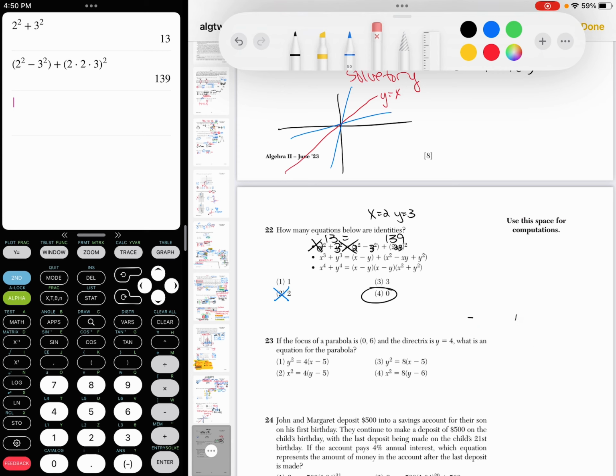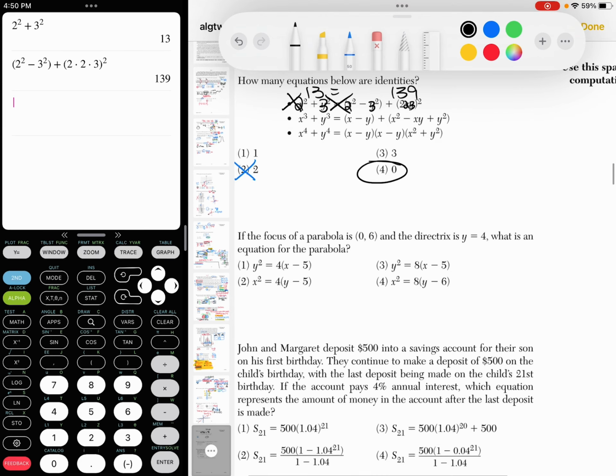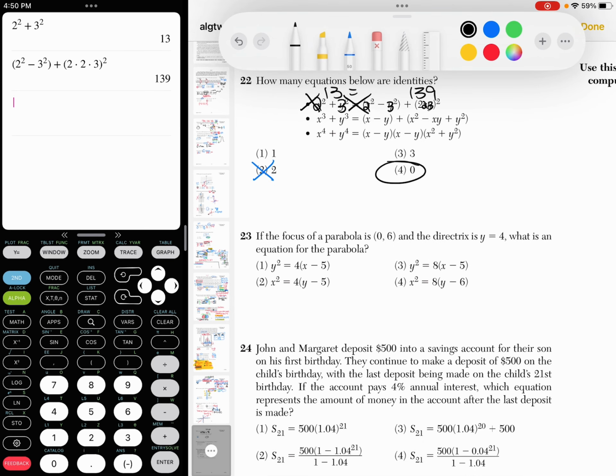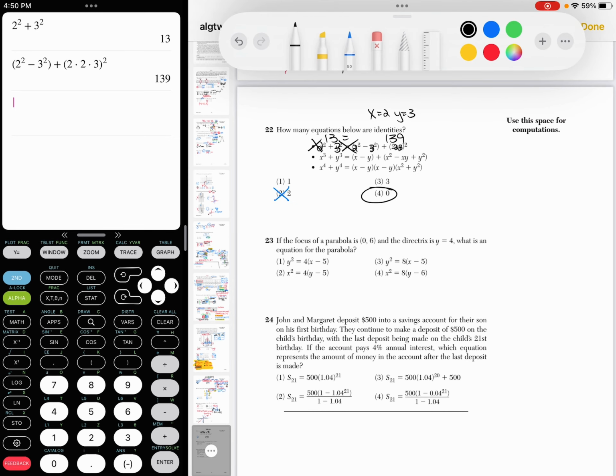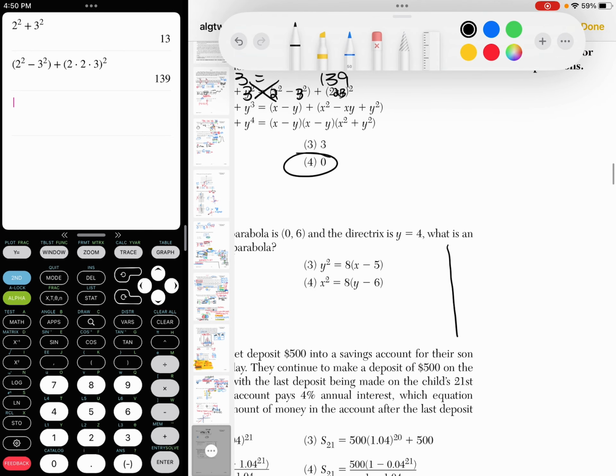Let's jump to number 23. All right, so number 23 is a focus directrix example. Remember what I told you guys in class? Please always draw a picture for these. So if the focus of a parabola is 0, 6 and the directrix is y equals 4, what is an equation for the parabola? So every time you have a focus directrix example, draw a picture, please, for me.